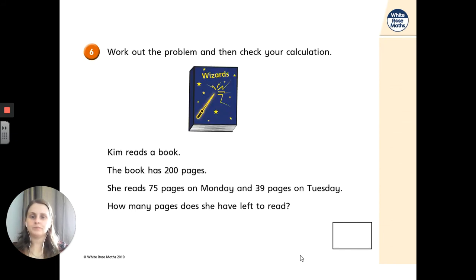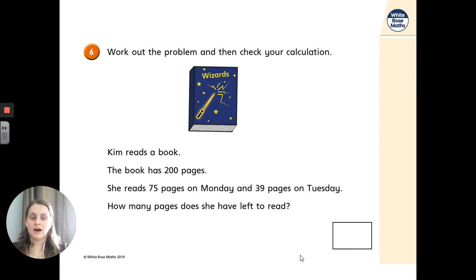Number 6. Work out the problem and then check your answer. So again, you are working it out and then you'll do the opposite, the inverse, to check it. So Kim reads a book. The book has 200 pages. She reads 75 pages on Monday and she reads 39 pages on Tuesday. How many pages does she have left to read?